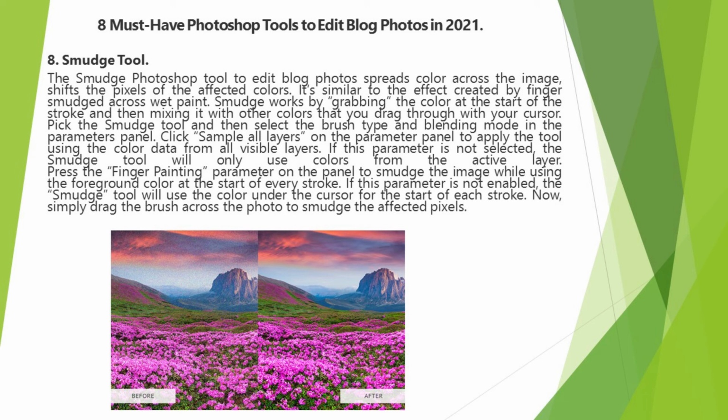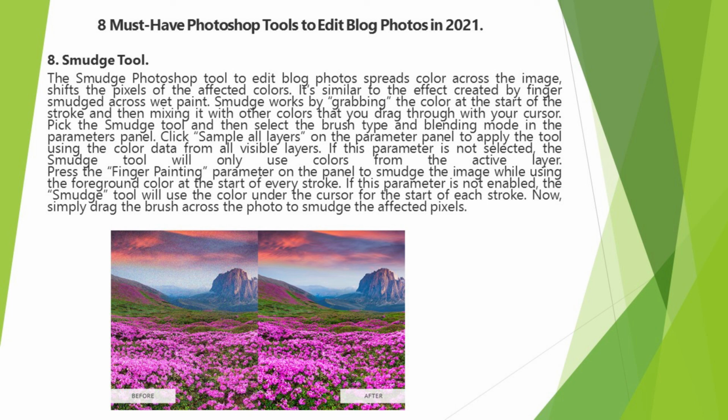It's similar to the effect created by a finger smudged across wet paint. Smudge works by grabbing the color at the start of the stroke and then mixing it with other colors that you drag through with your cursor. Pick the Smudge tool and then select the brush type and blending mode in the parameters panel. Click Sample All Layers on the parameter panel to apply the tool using the color data from all visible layers.